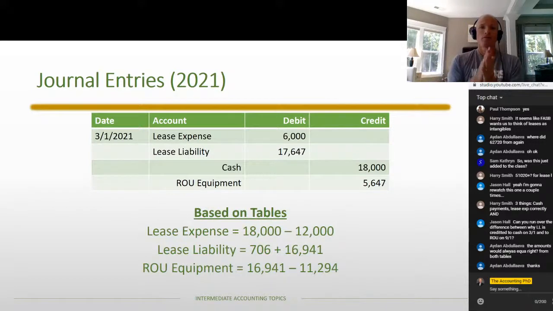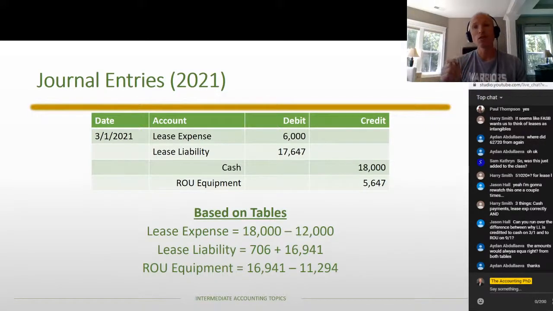All right, so now we have the next payment, the March 1st, 2021 payment. Again, what's happening? We continue to incur the lease expense, the remaining $6,000. I hope that part of it is easy. We need to record the cash payment. That's the $18,000. We need to record that. The piece that we've got to figure out, I think that probably is most difficult, is the lease liability entry amount.